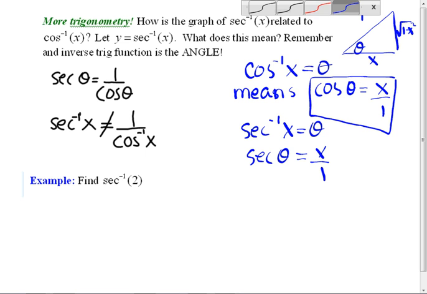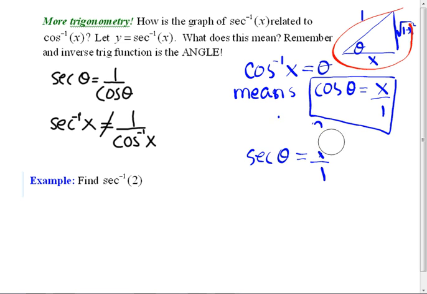Looking at this triangle, what is the secant of my theta? I'm actually going to get rid of this because it doesn't help me at all. So what's the secant of theta of this triangle? It's what? 1 over, cosine is adjacent over hypotenuse. Secant is 1 over x.